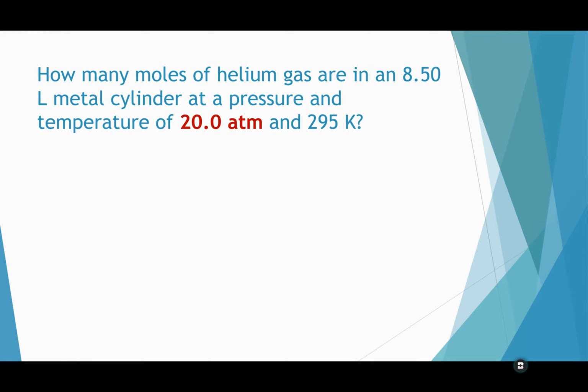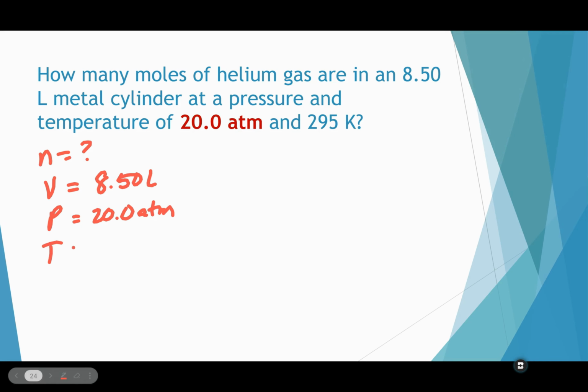How many moles of helium are in a 8.50 liter metal cylinder? It has a specific temperature and pressure. So N is my moles. Volume is 8.50 liters. Pressure is 20.0 atm. Temperature is 295 Kelvin.